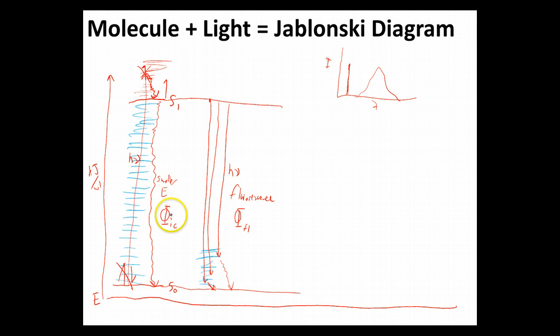So, quantum yield of fluorescence. Well, this can't be 1 anymore because sometimes it's following this path, sometimes it's following this path. So maybe it's 80% of the time this way, which means 0.80. Maybe the other 20% is right here, 0.20 for this quantum yield.